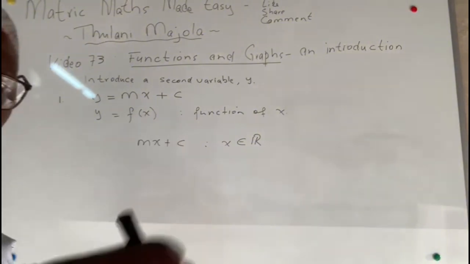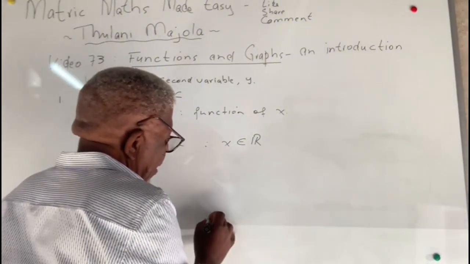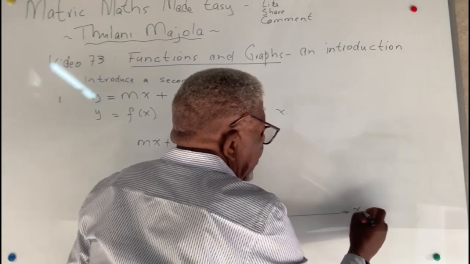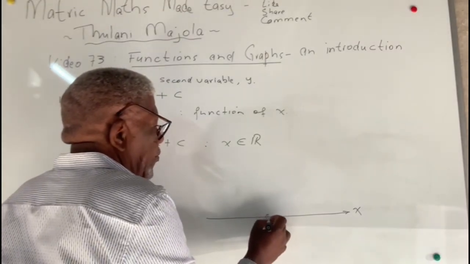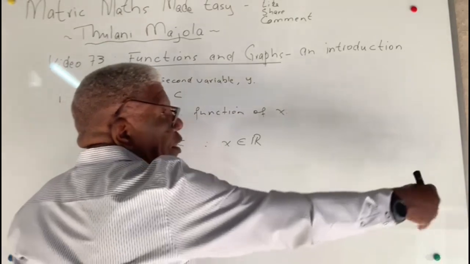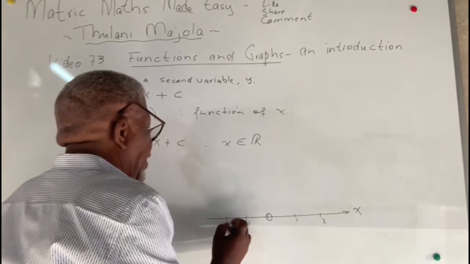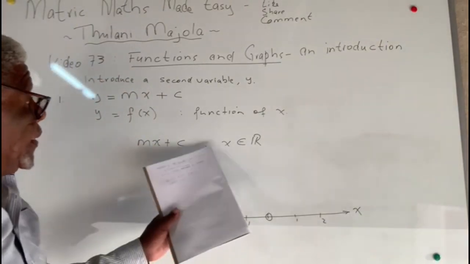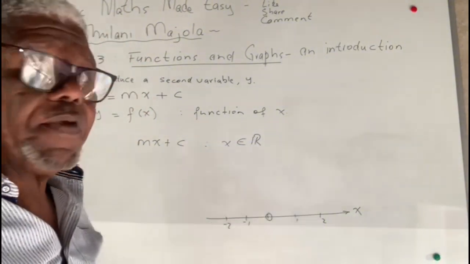And if you recall, I said this x we represent on a horizontal number line, yeah? The original number line: 0, 1, 2, 3, 4, 5, 6, etc. Then negative 1, negative 2, negative 3, negative 5, etc. So this x, in mx plus c, is an element of the real numbers.